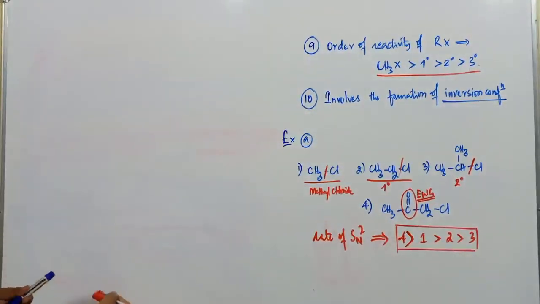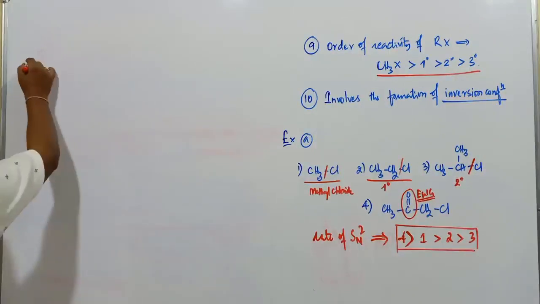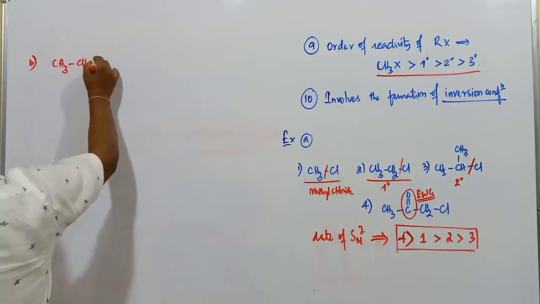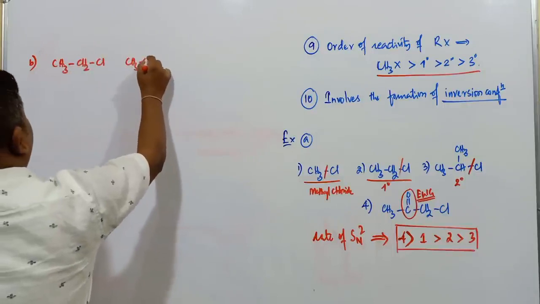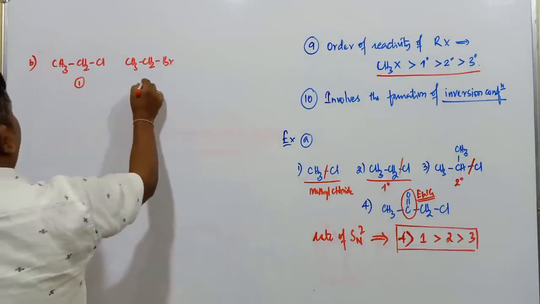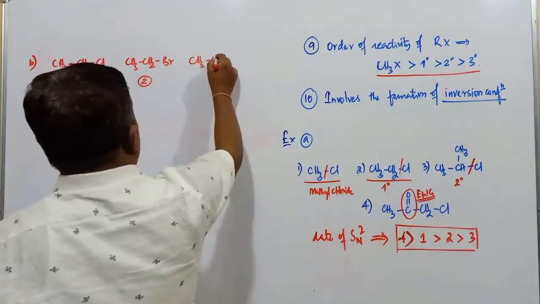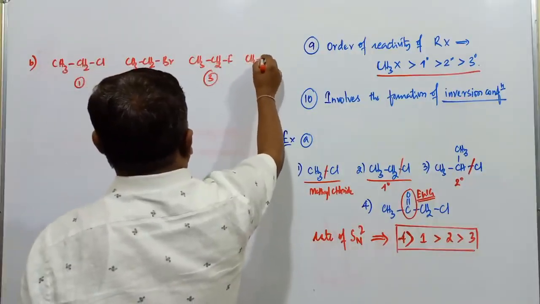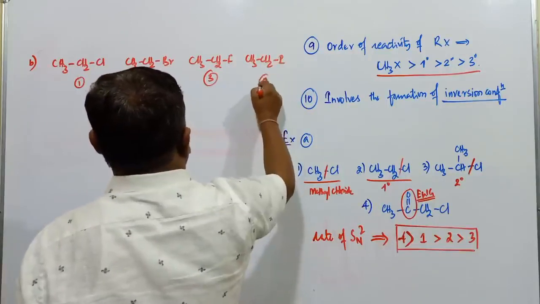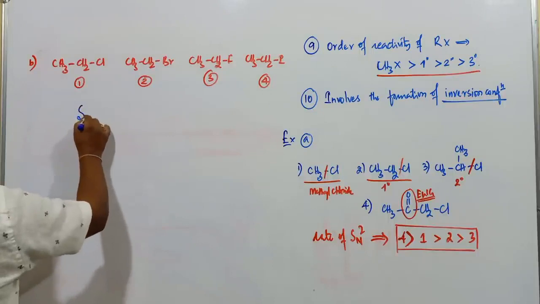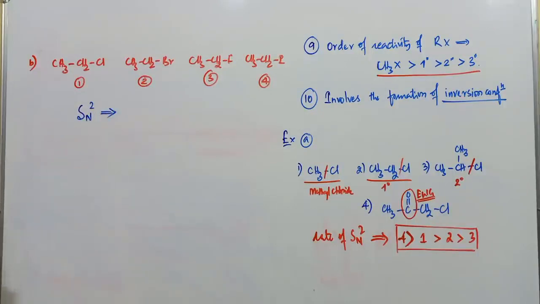Next, if you consider another example, the second example: CH3CH2Cl, the first compound. The second compound is CH3CH2Br. The third compound is CH3CH2F, and the fourth compound is CH3CH2I. What is the order of reactivity of these compounds towards SN2 mechanism? Which compound undergoes hydrolysis very easily compared to the others?